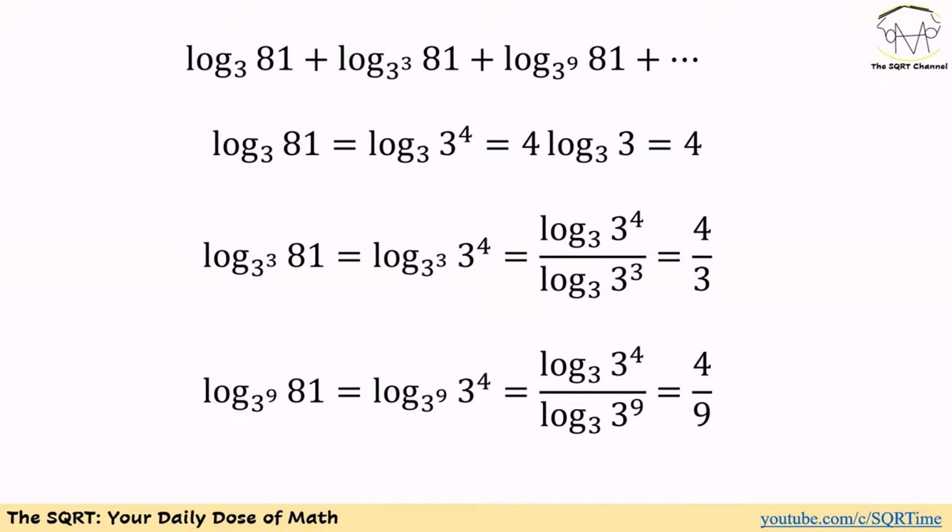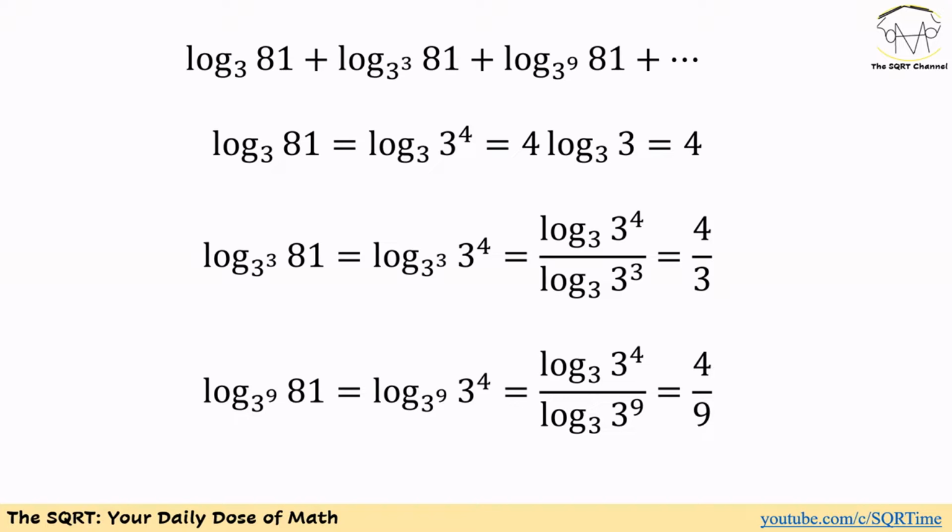Next, we have log of 81 in base 3 to the power of 9. We are going to use a similar approach. We are going to write it as log of 3 to the power of 4 in base 3 over log of 3 to the power of 9 in base 3. At the end, we will have 4 over 9.